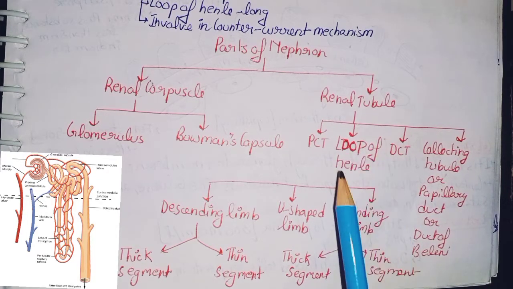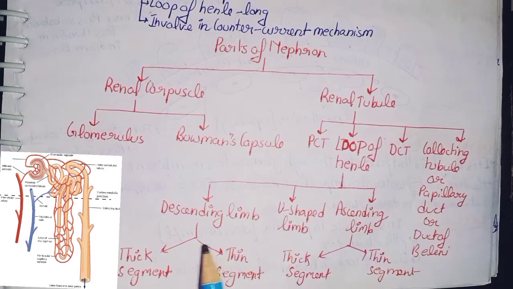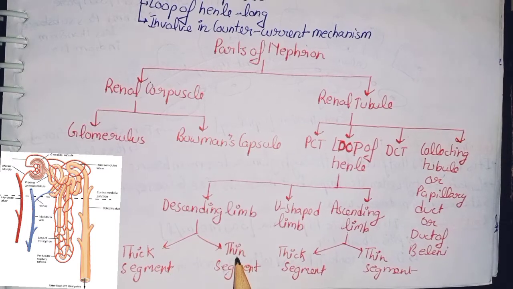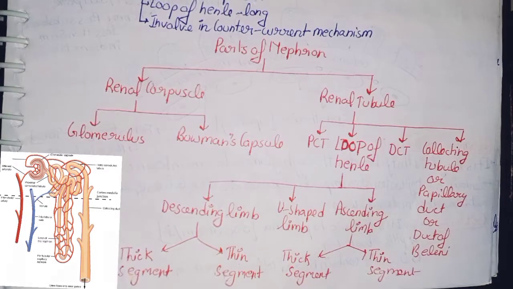So loop of Henle is again divided into three parts: descending limb, U-shaped limb, ascending limb. Descending limb has two parts again: thick segment and thin segment, and ascending limb, thick segment and thin segment. So this is overall the parts of nephron.